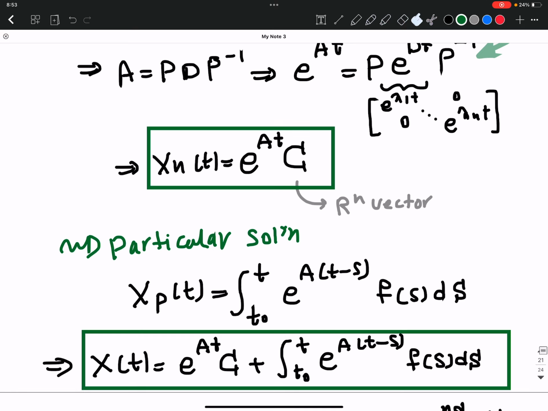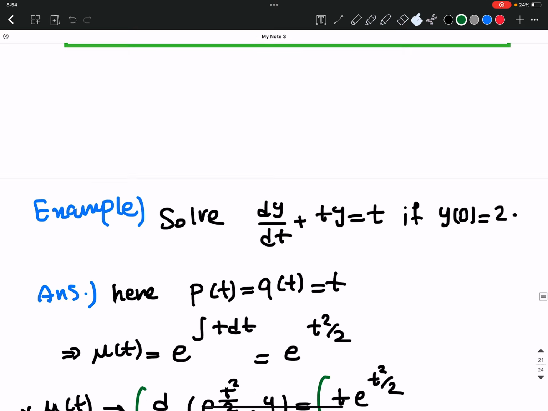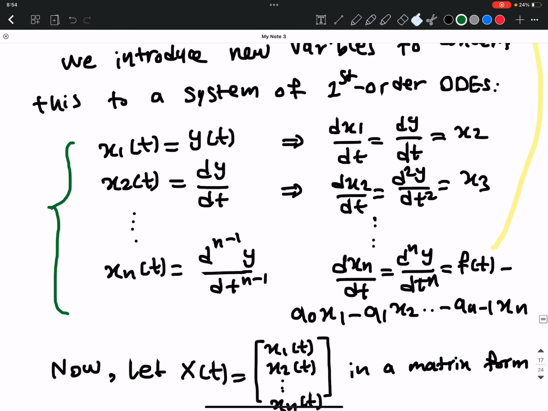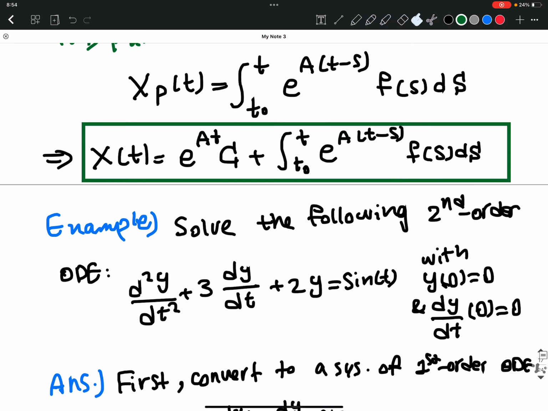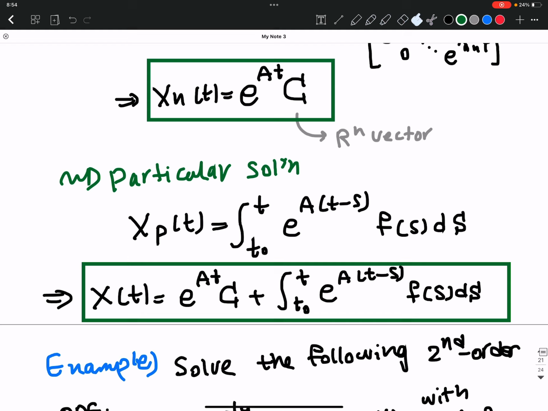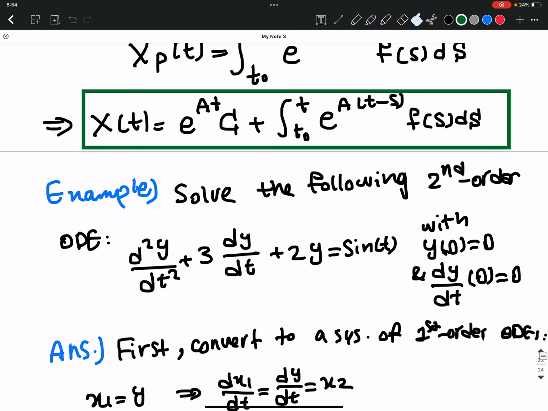And the particular solution, similar to my first order ODEs that I had found before, yp is going to be the integral of e to the A times (t minus s) times f(s) ds, and this gives me my general solution. After that, we solved an example of this with a second order ODE, which is shown here.